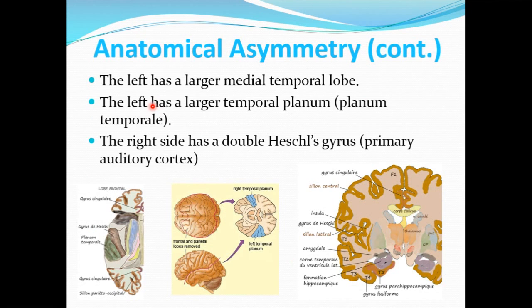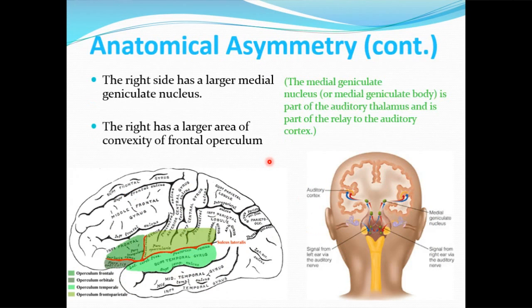Okay. Now, just more anatomical differences between left and right. The left has a larger medial temporal lobe. The left has a larger temporal planum, or planum temporale. I've put this picture in here just so you can see where the planum is. This is the left side. You can see this is bigger than the right side over there. There's another picture of the planum temporale. The right side has a double Heschl's gyrus in the primary auditory cortex. Here's a gyrus, the Heschl's gyrus. So the right side has a double Heschl's gyrus.